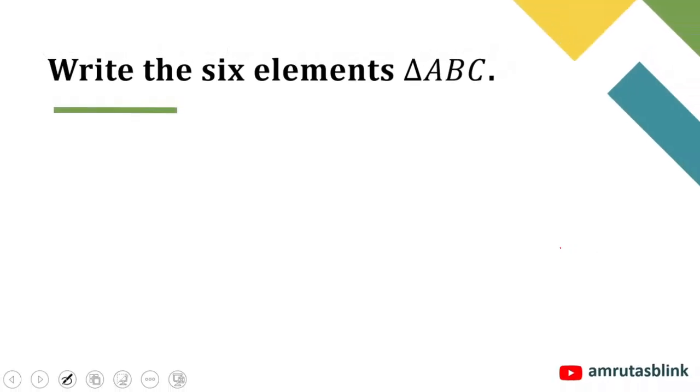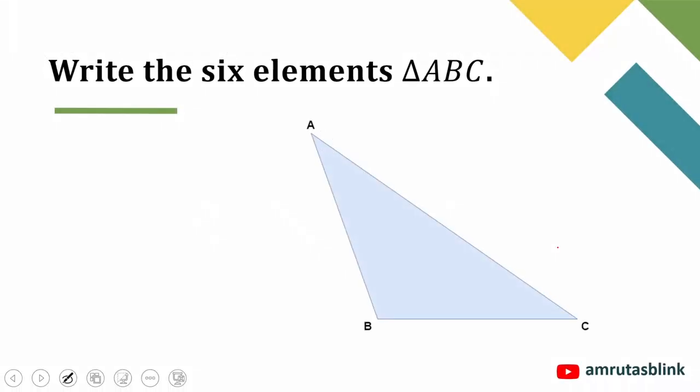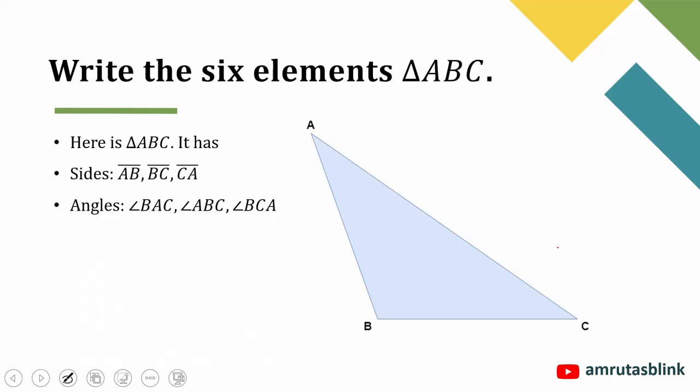Write 6 elements of triangle ABC. Now here triangle ABC is given. So 6 elements will be 3 sides and 3 angles. Now which are the 3 sides? Side AB, side BC and side CA. And 3 angles are angle BAC, angle ABC and angle BCA.